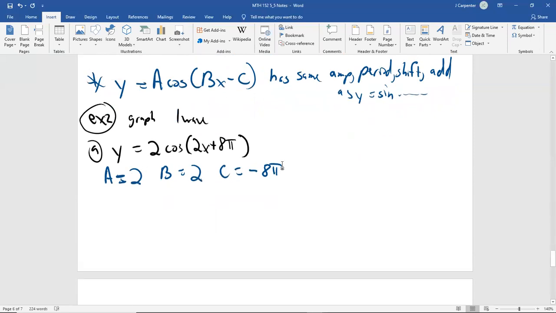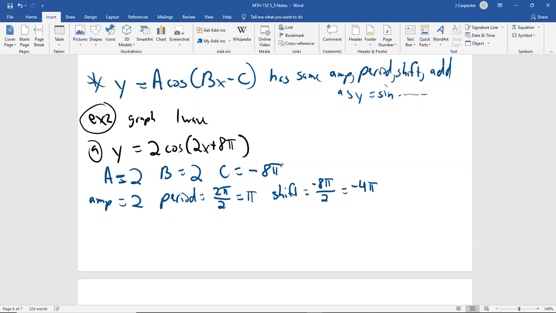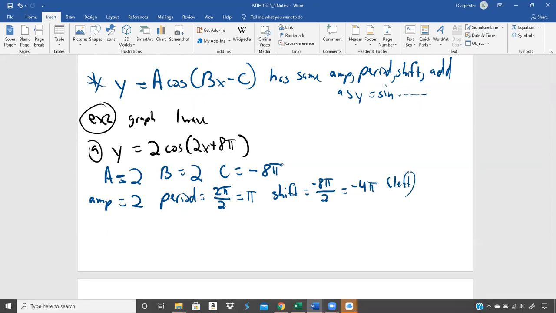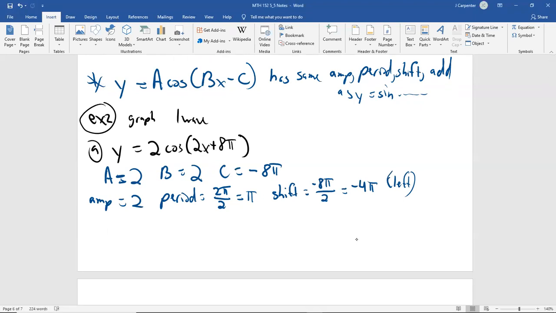So we got our A's, B's, and C's, which means we can identify that the amplitude is going to be 2. The period is going to be 2 pi over B, 2 pi over 2, which is pi. Then the phase shift, as it's called in more complicated classes, is going to be the negative 8 pi, the C, over the B, which was also a 2, which is negative 4 pi, which means it's shifting left. We already established that. Because that's a plus, this is shifting it left. If it had been a minus, it would be shifting it right. And messing up that one minor detail will screw everything else up moving forward.